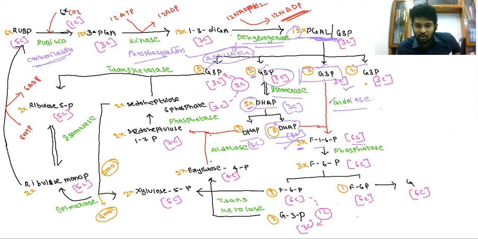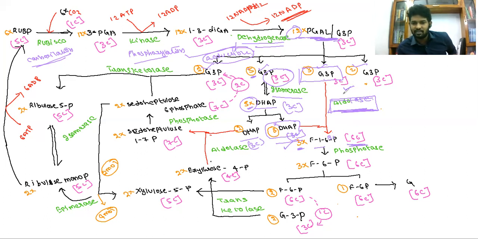You have to remember this aldolase. It is very important. Why? I will tell you later. Aldolase enzyme. Okay. What happened? 3 molecules of fructose 1,6 bisphosphate are produced here. Fructose 1,6 bisphosphate is produced after the condensation process, and this is a 6-carbon compound.